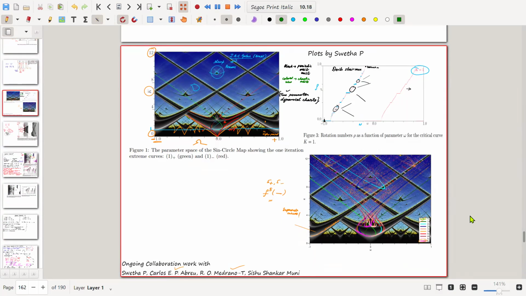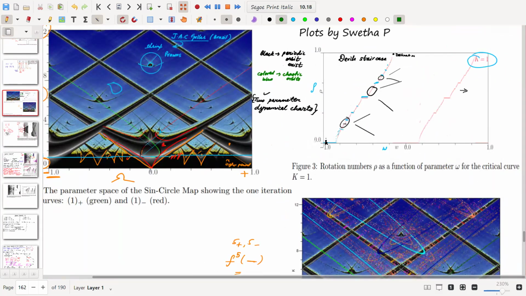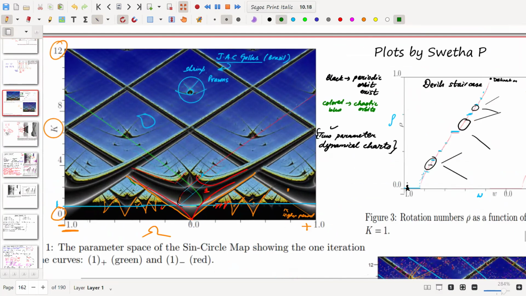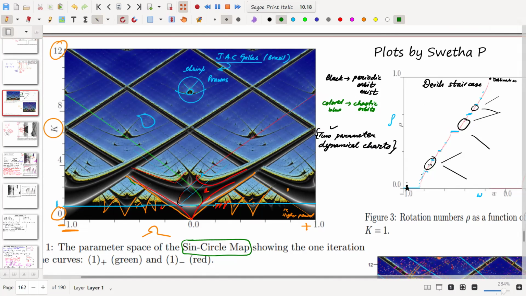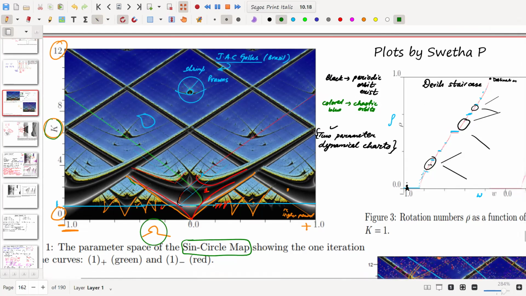Yes, so you can see this is one of the works in which we have plotted one parameter on the x-axis. This is a sine circle map which we are studying, which you can read from the lectures anyway. It's a 1D map. On the x-axis there is a parameter omega, and on the y-axis there is a parameter k. We are varying the two parameters and color coding each of the points with the value of the Lyapunov exponent.